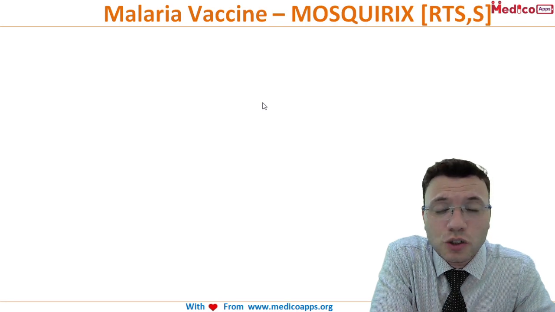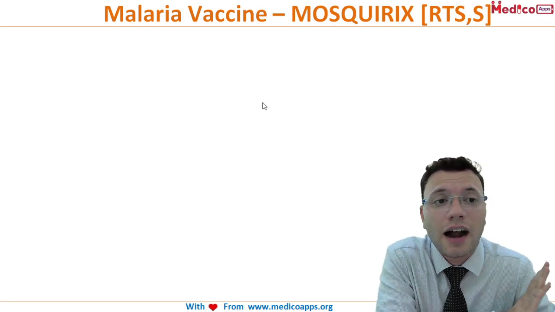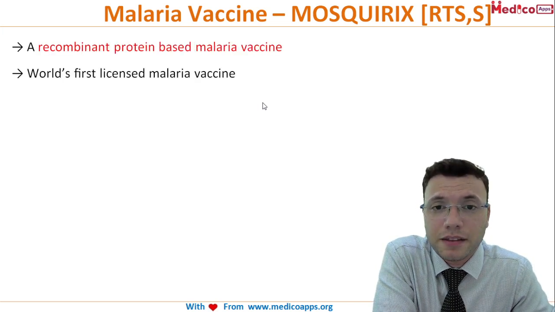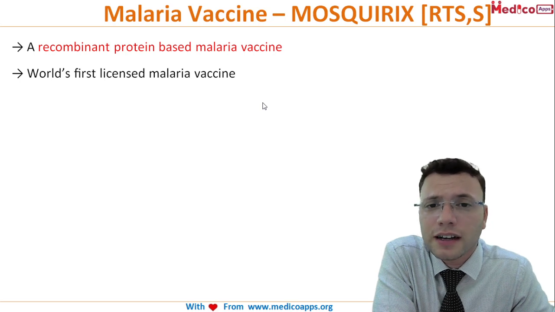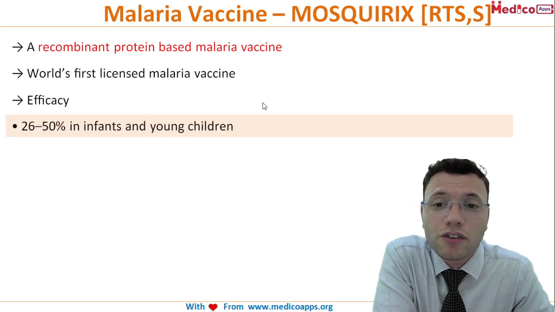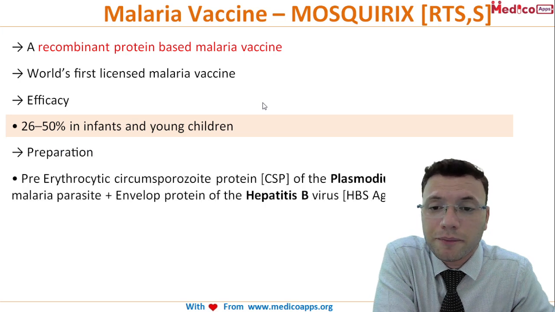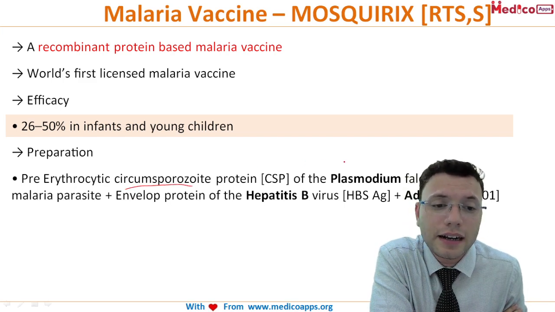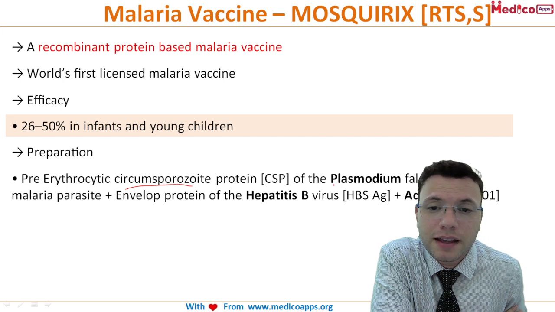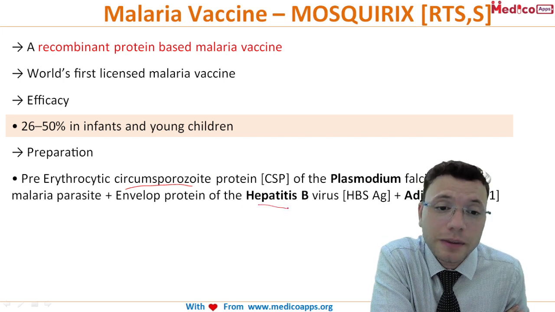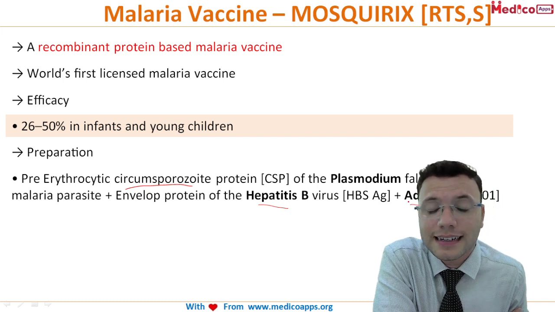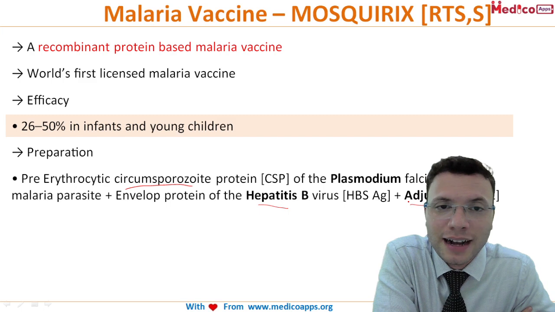Now the new vaccine questions that are being asked. Mosquirix, RTS,S, a recombinant protein-based malaria vaccine. It's very interesting, the world's first licensed malaria vaccine. Efficacy is around 50% in infants and children. How it is prepared: we take the pre-erythrocytic circumsporozoite protein of Plasmodium falciparum and the envelope protein of hepatitis B, and add an adjuvant also. So all these things are used for preparing the malaria vaccine.